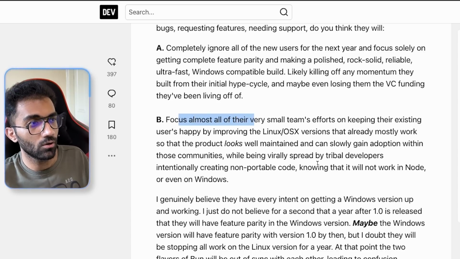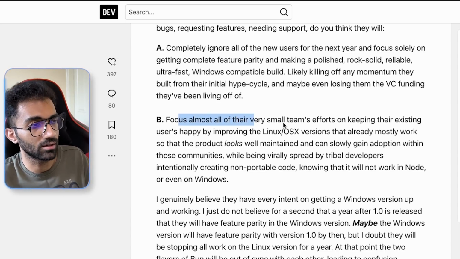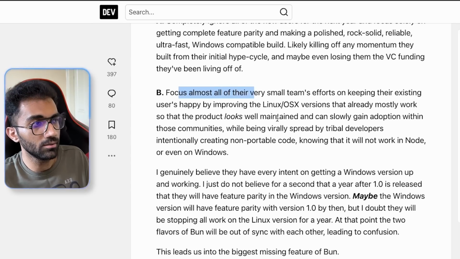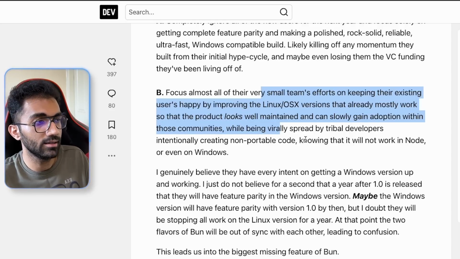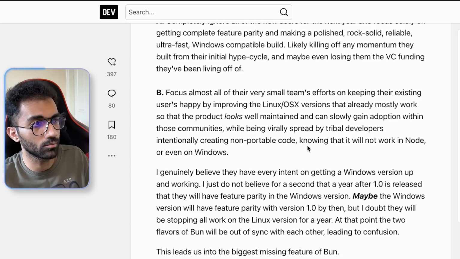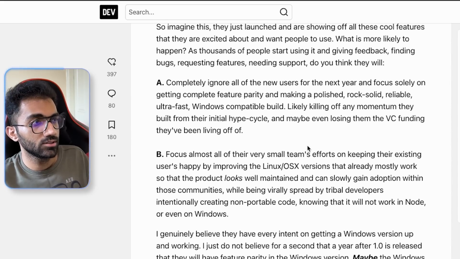Focus almost all of their very small team's effort on keeping their existing users happy by improving the Linux and macOS versions that already mostly work, so the product looks well maintained and can slowly gain adoption within these communities while being widely spread by tribal developers, intentionally creating non-portable code, knowing that it will not work in Node or even on Windows.